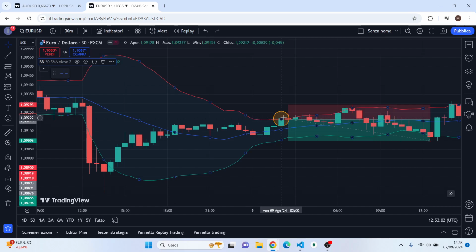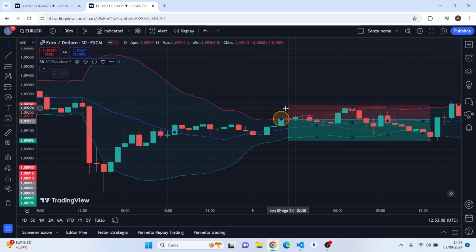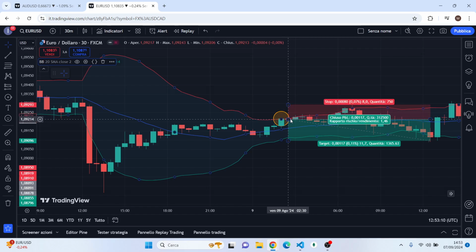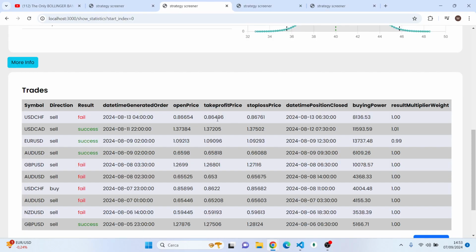The stop loss is set to the last ATR, so close plus last ATR, and the risk to reward ratio is 1.5. And as you can see, this was a successful trade. Let's see another one. For example, this one on AUD/USD.